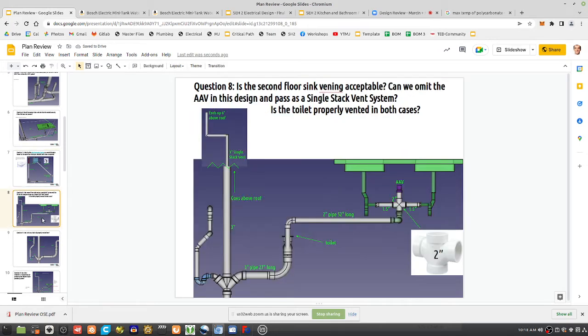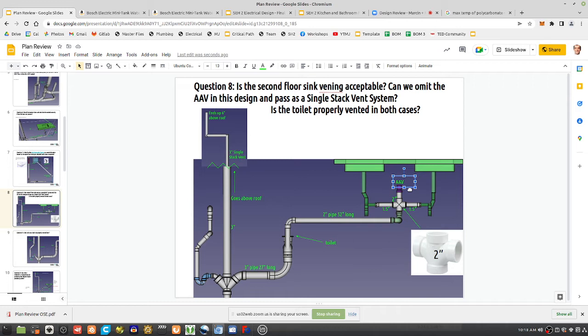Okay, let's keep moving. Question 8. Now for second story venting, it's the same question again. I've got the AAV, and because this is about 4 feet and this is about 3 feet, this is two inch, a little oversized, would this make it even without the AAV, wherever they allow it? That's good. I mean, some jurisdictions won't allow the AAV at all, correct? That's right. So yes, we'll just have to look at that on a case by case basis. I think the air admittance valve is a perfect solution for this plumbing situation.